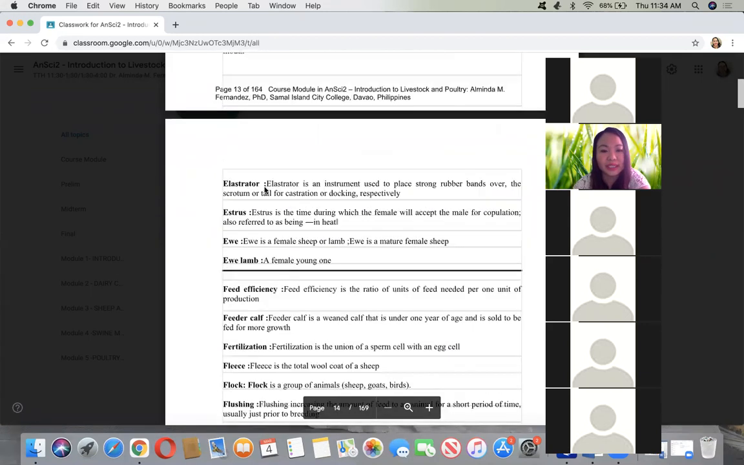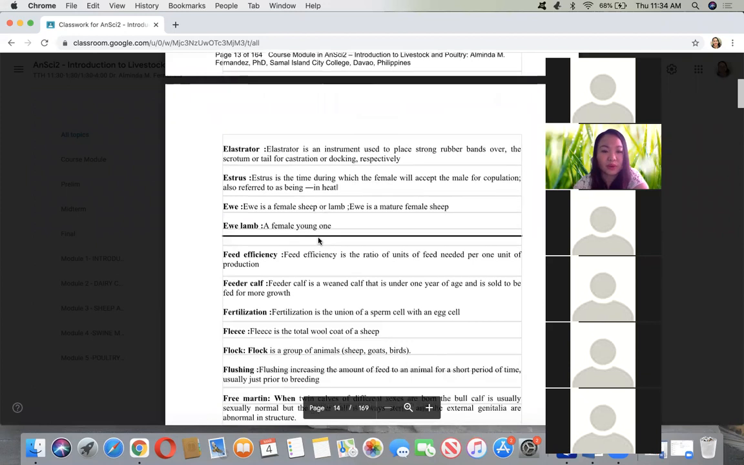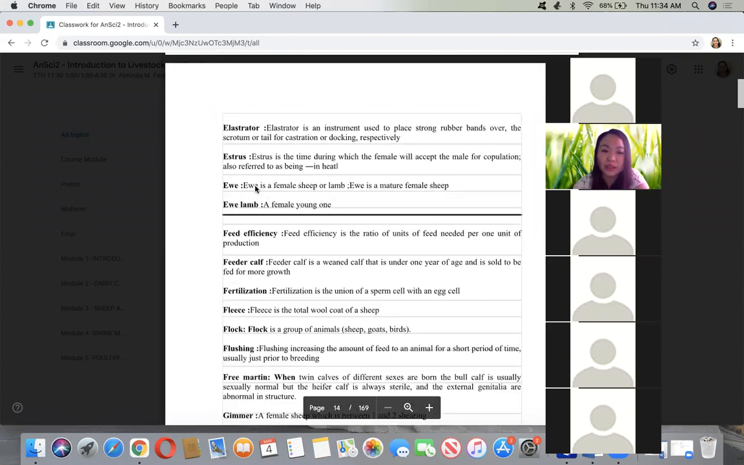We're done with this. Elastrator is the instrument to place strong rubber bands over the scrotum. And estrus is the time when a female will accept the male for copulation, or in heat. Ewe is a female sheep. Ewe is a mature female sheep. And ewe lamb is a female young one.